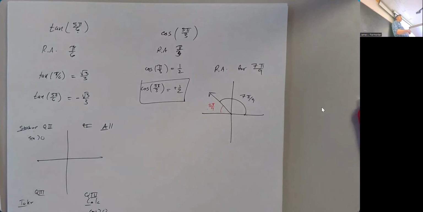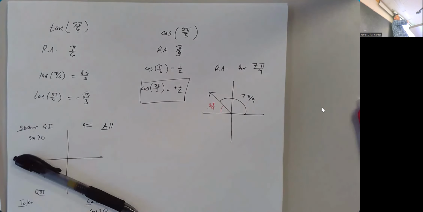It works for the other angles too. Pi over 6 in quadrant 1 is the reference angle. And then the next one is not 2 pi over 6, which reduces, not 3 pi over 6, which reduces, not 4 pi over 6, which reduces, but 5 pi over 6. And then 6 pi over 6 reduces.